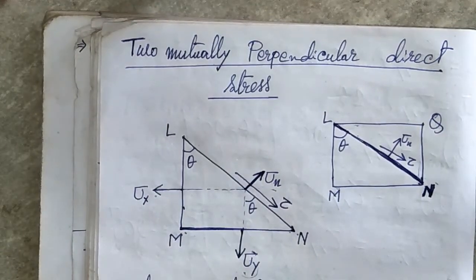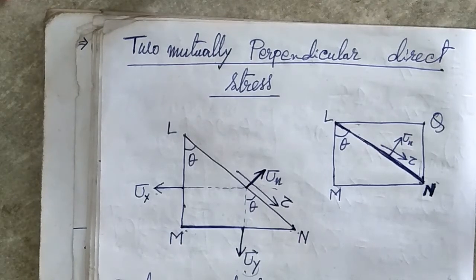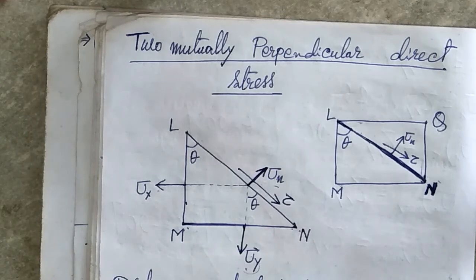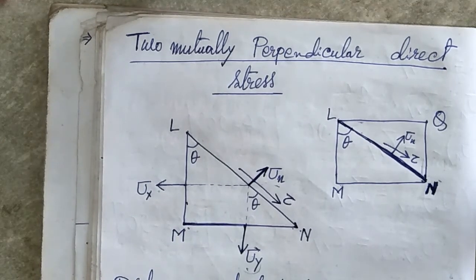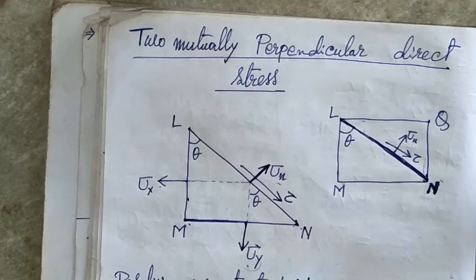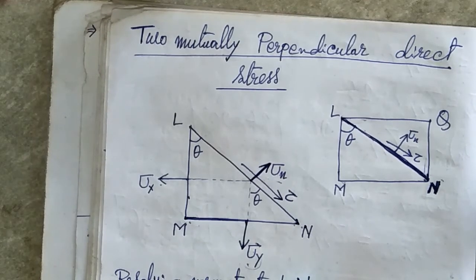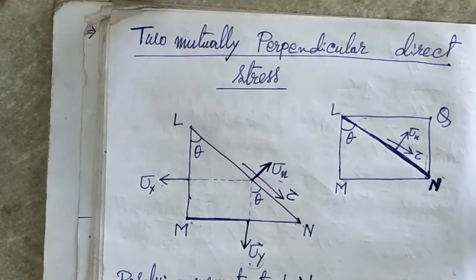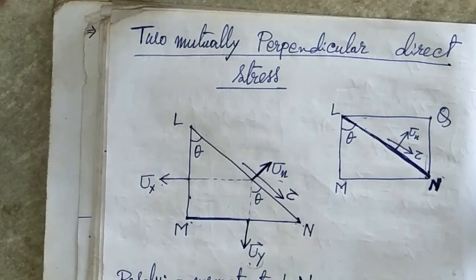In this lecture we have learned about the stresses due to pure shear and the stresses which are mutually perpendicular to each other, that means the direct stresses. We have also found the different expressions for direct stresses and shear stresses. In the next lecture we will learn about the principal stresses, and how to find the expressions for major principal stress, minor principal stress, and so on.